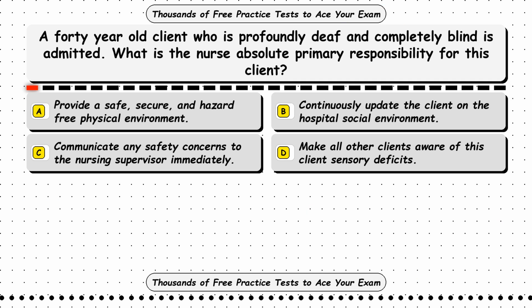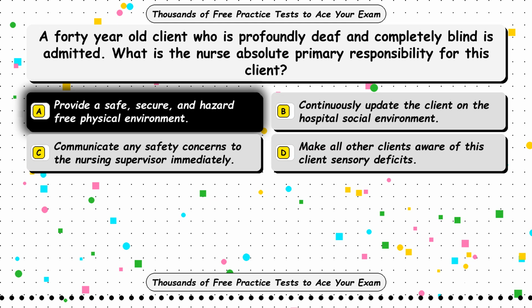Question 83. A 40-year-old client who is profoundly deaf and completely blind is admitted. What is the nurse's absolute primary responsibility for this client? Option A. Provide a safe, secure, and hazard-free physical environment. Option B. Continuously update the client on the hospital's social environment. Option C. Communicate any safety concerns to the nursing supervisor immediately. Option D. Make all other clients aware of this client's sensory deficits.